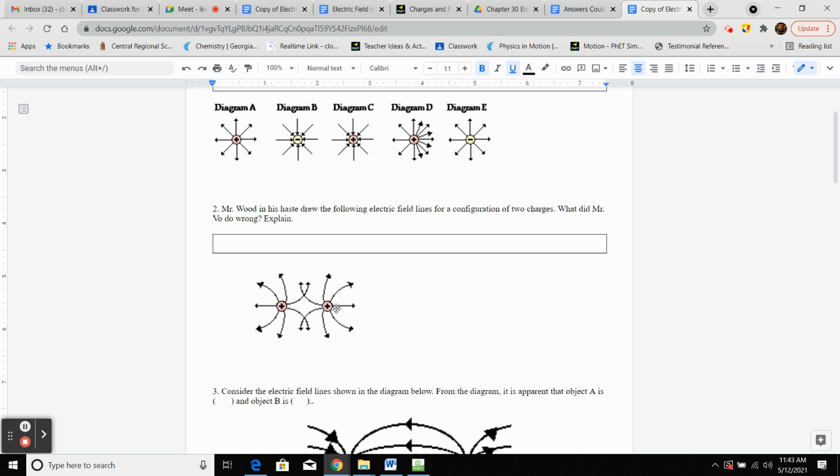We have a positive and a positive. They radiate outward, and they are bending away from each other. But what was one of the rules that we had said? The field lines never do what? They never cross. So that is what's wrong here. So for number 2, the field lines are not supposed to cross.